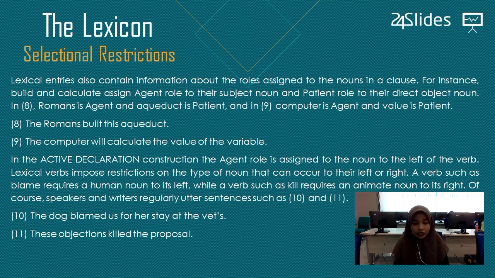In the active declarative construction, the agent is assigned to the noun to the left of the verb. Lexical verbs impose restrictions on the type of noun that can occur to the left or right. A verb such as blame requires a human noun to its left, while a verb such as kill requires an animate noun to its right. Of course, speakers and writers regularly utter sentences such as 10 and 11. Example 10 is the dog blames us for his stay at the fest, and 11 is dark objections killed the peroxide.